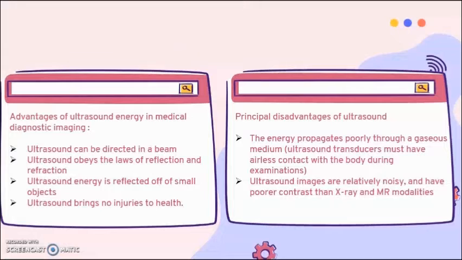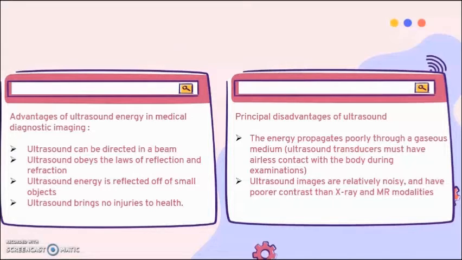So, the advantages of ultrasound energy used in medical diagnostic imaging. The first one is ultrasound can be directed in a beam. Ultrasound obeys the laws of reflection and refraction. Ultrasound energy is reflected off small objects. Ultrasound brings no injuries to health.